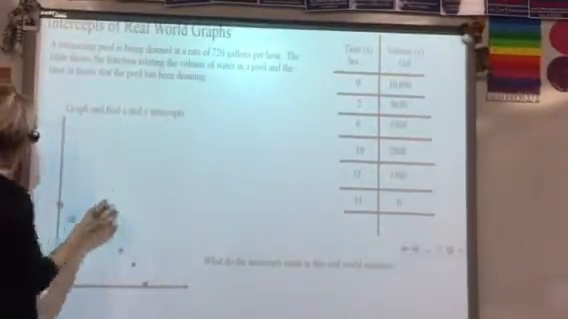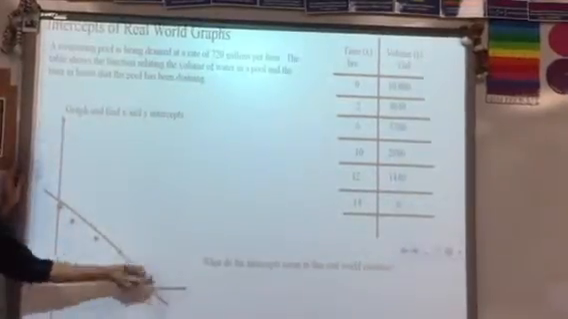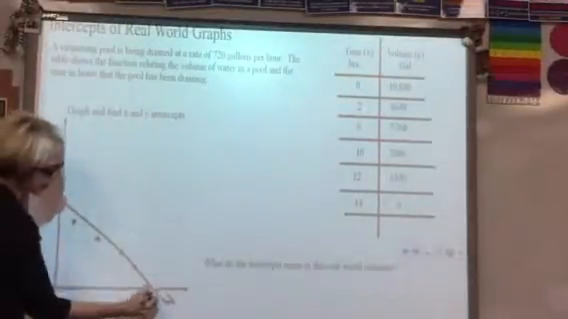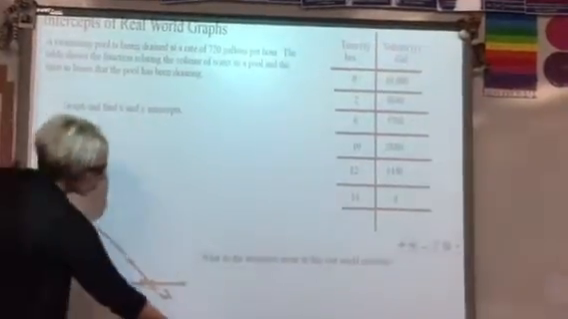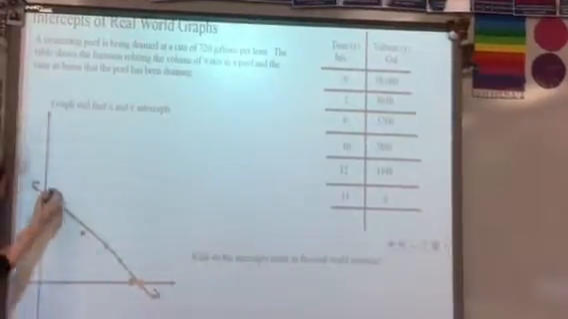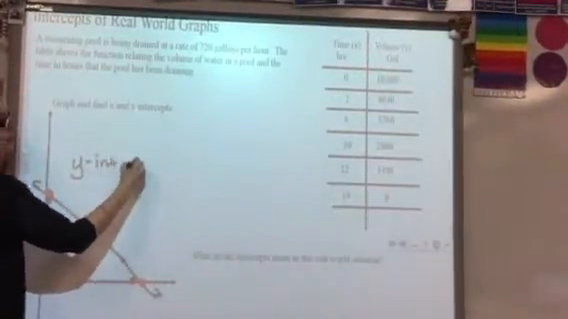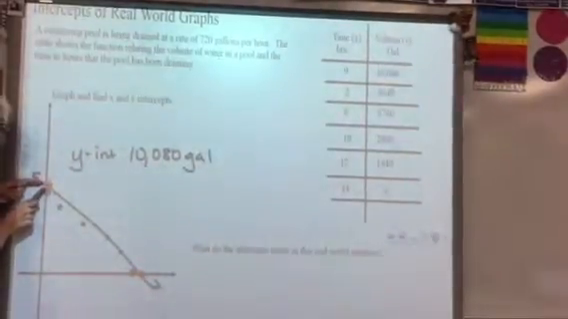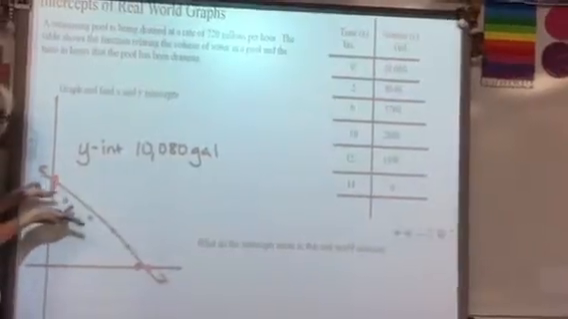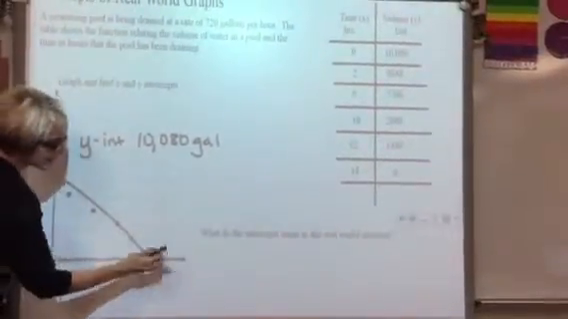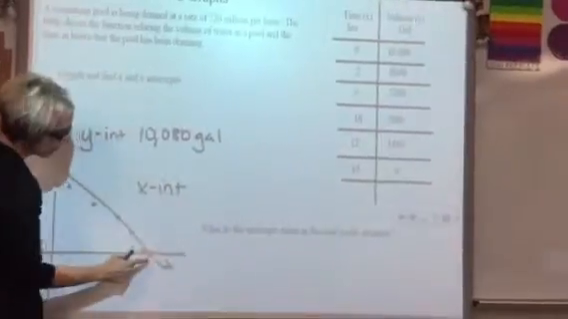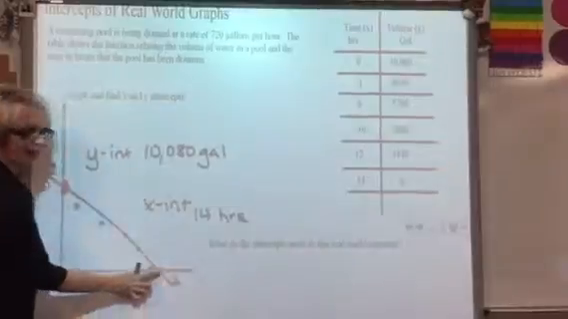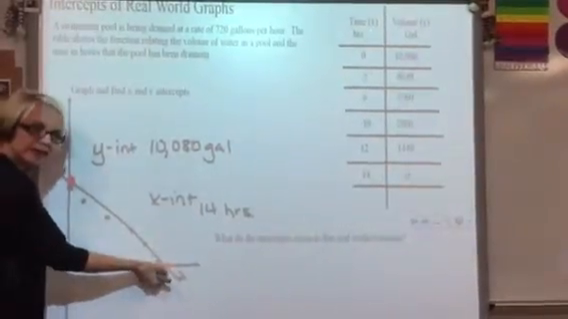Now, the x and y intercepts, if we graph this, we would say that that's more linear. The y-intercept is here. The x-intercept is here. So what do these mean? Well, the y-intercept is about 10,080 gallons. So that means that this is at 0 time when the pool is full, like our starting time when we have a full pool. This x-intercept, if you look here, is at 14 hours. We have an empty pool. The pool has been completely drained.